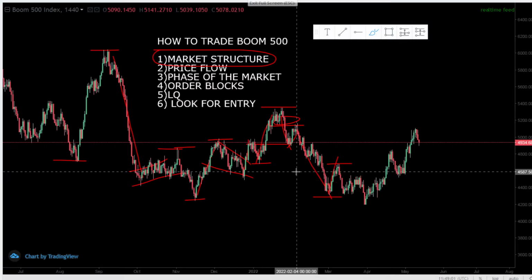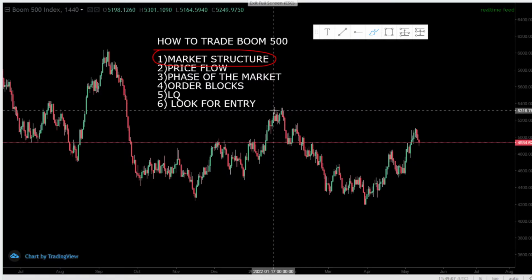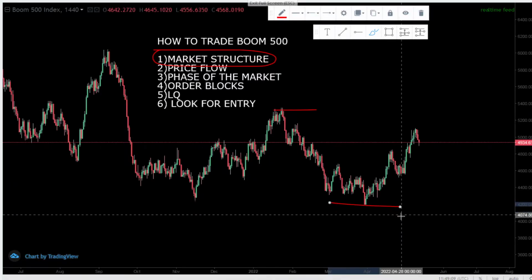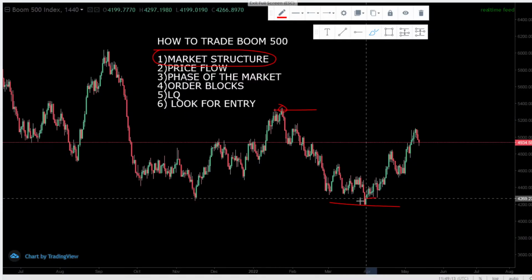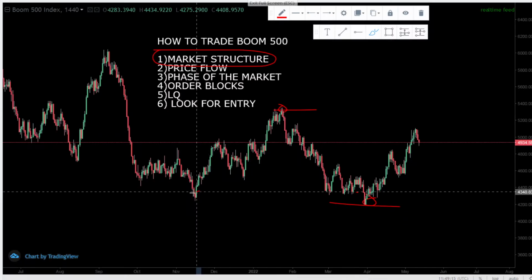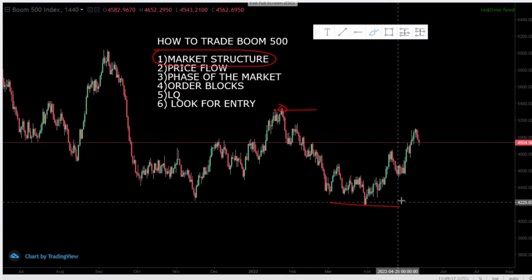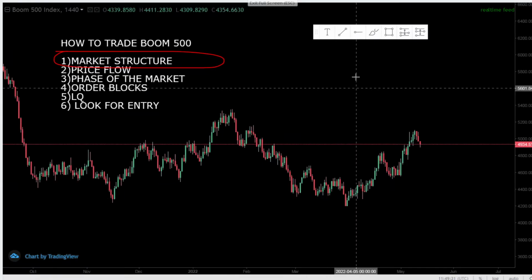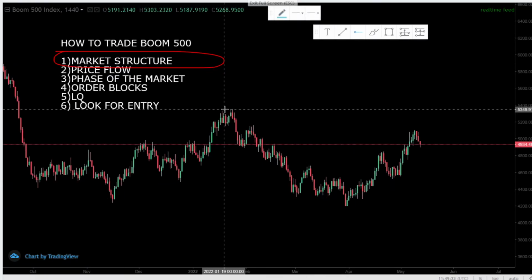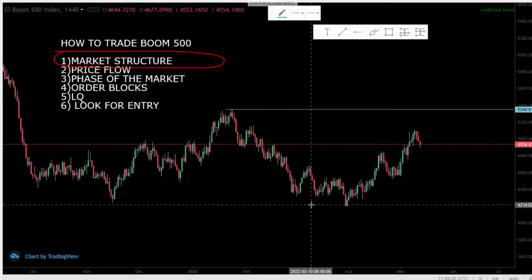So now we can see on our overall daily time frame, we are basically bearish on this Boom 500. This is our lower high point, and this is our lower low point, right? We all can see that. The reason for this being our lower low point is that this area did break under the previous lower lows. So now, guys, we know where we're trading in this market, and we know what the market structure is telling us.